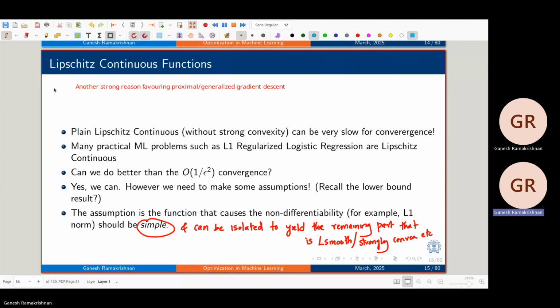The assumption is the function that causes the non-differentiability should be simple. That C(x), see, so far we got away with saying, okay, Lipschitz continuity. But what if we want Lipschitz smoothness? We can. But that C(x) cannot be too complex.